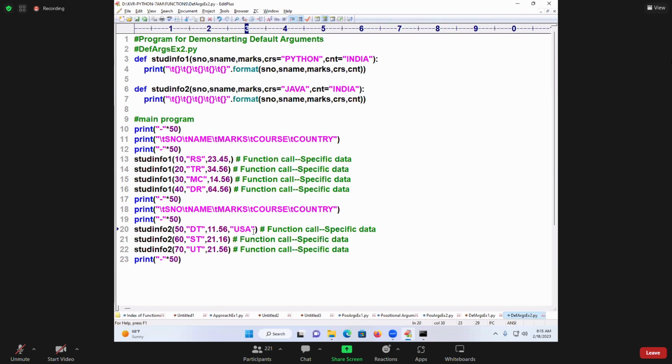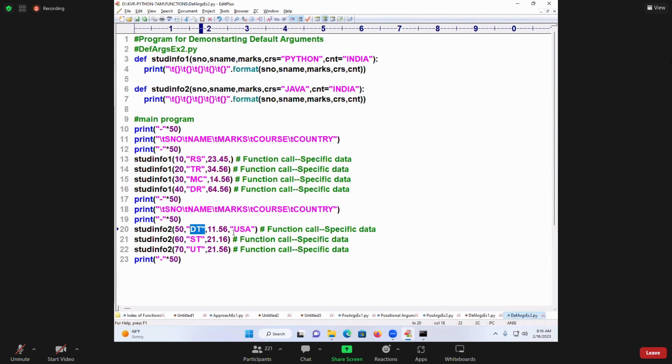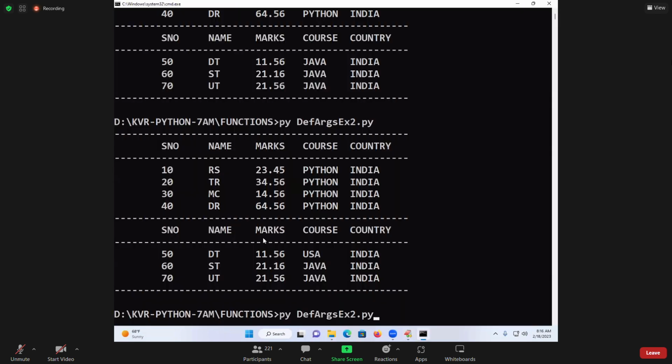I gave a small idea for you. What is going where? 50 is going to this place, the name is going to contain this, 11 point this is going there, and it goes to the courses in order. It is not going to CNT. And it is so simple for a left finger. I can write CNT is equal to USA. You run it, CNT USA going.